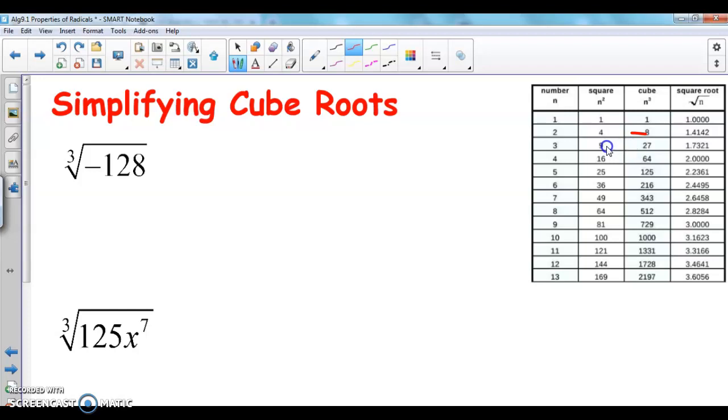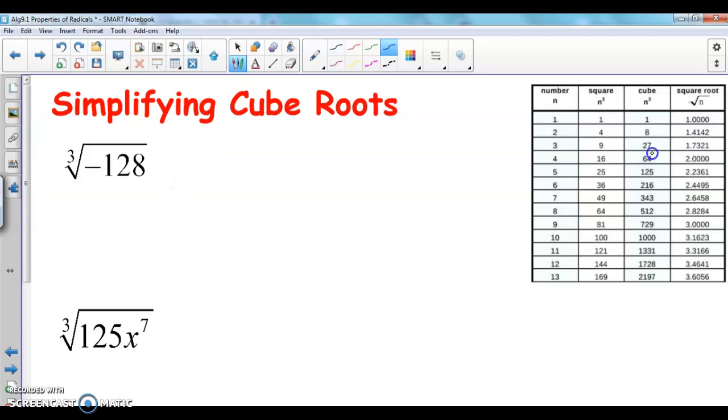negative 2 because negative 2 times negative 2 is positive 4. But when you multiply again by another negative 2, it will become negative 8. So be careful with that. Adjust the sign as needed. So let's try the cube root of negative 128.